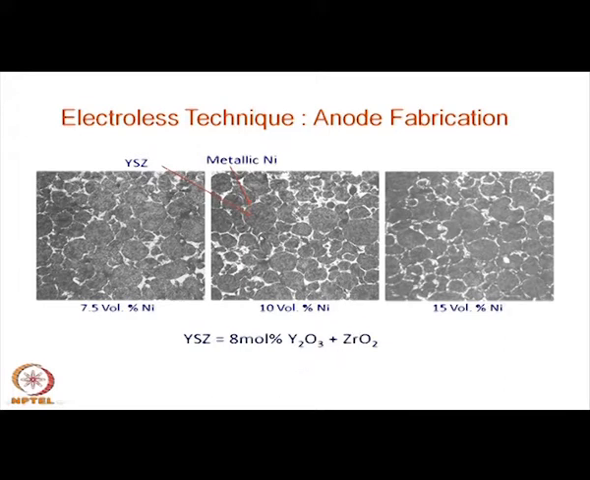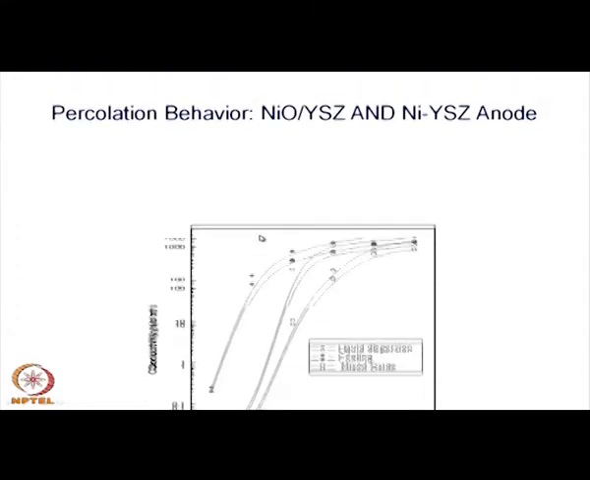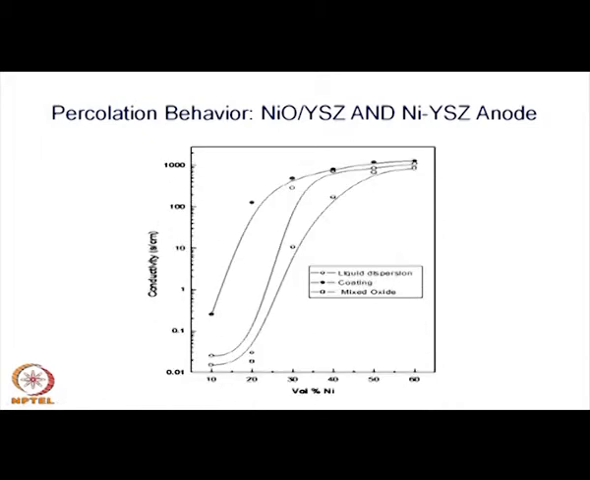Now, the advantage of this kind of structure is important, and one can see it from this particular graph, where we have compared the electrical conductivity of differently prepared nickel YSZ mixtures. Three different types of mixtures have been prepared by different techniques. One is the normal solid state mixing, the mixed oxide technique, where nickel oxide and YSZ are mixed together, sintered and then reduced in hydrogen atmosphere.